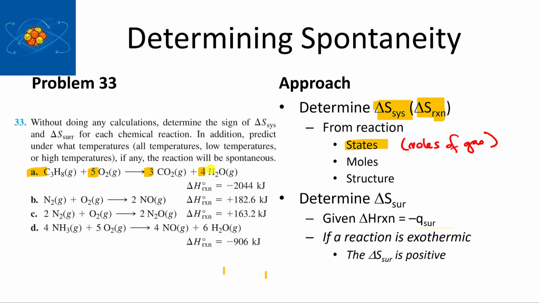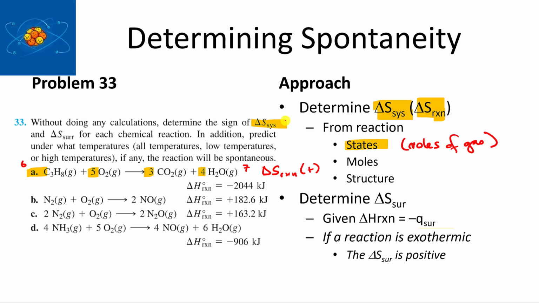So if I add those things up, I have 7 moles on the product side, 6 moles on the reactant side. So I have more moles of gas, which means more degrees of freedom. So for the reaction, what that means is delta S for the reaction, or the system, is going to be a positive value.